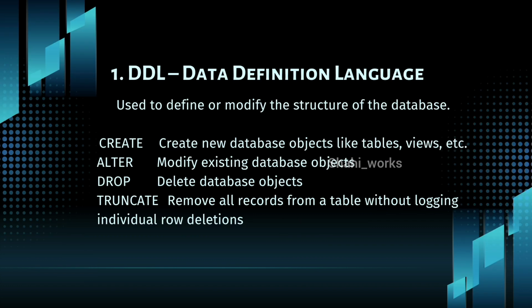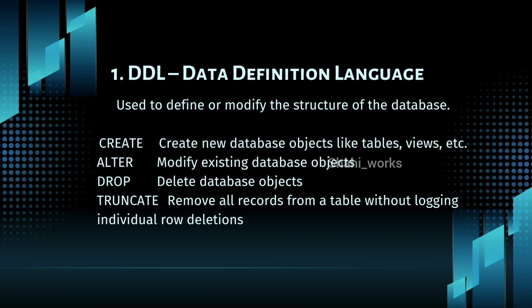Now let's see the first command, which is DDL, data definition language. It is mainly used to define, as the name suggests, a definition language. Keep it in mind as defining or modifying the structure of the database. Here in DDL, there are 4 commands. The first one is create. Create is used for creating new database objects like tables, views, etc. Alter. Alter helps us to modify the existing database.